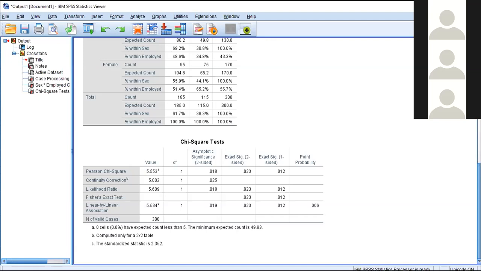If you have given health education to some people, I'm not talking of level of education, that is an exposure also. Let's take sex and education. If you are looking at the association between sex and education, which one is exposure, which one is outcome? Sex is the exposure, education is the outcome.